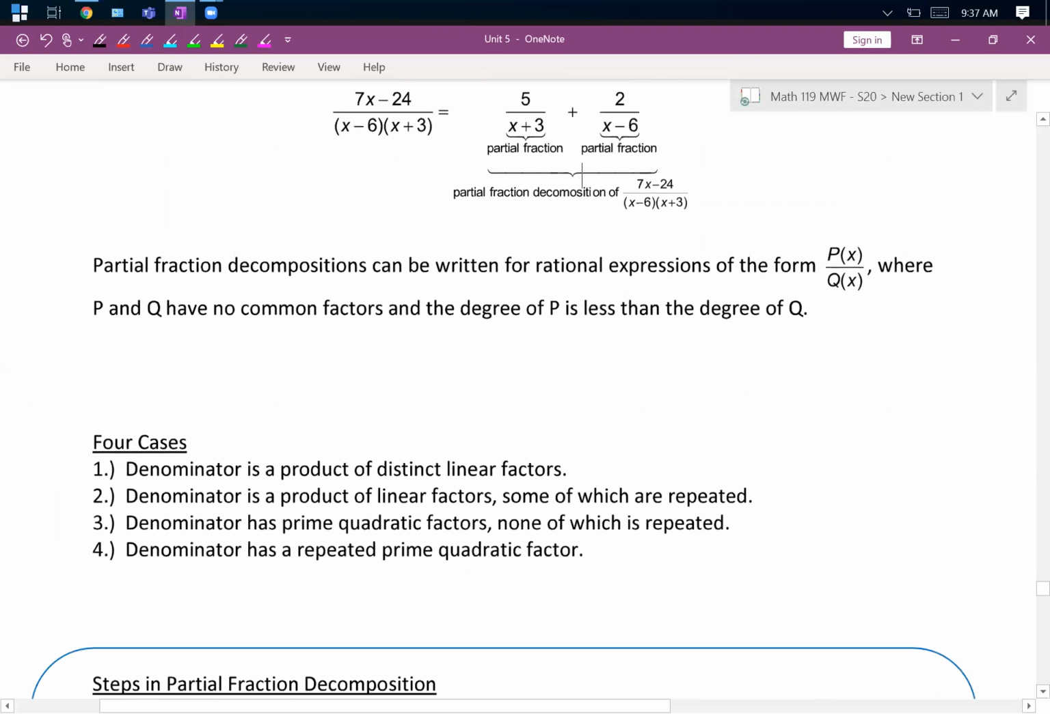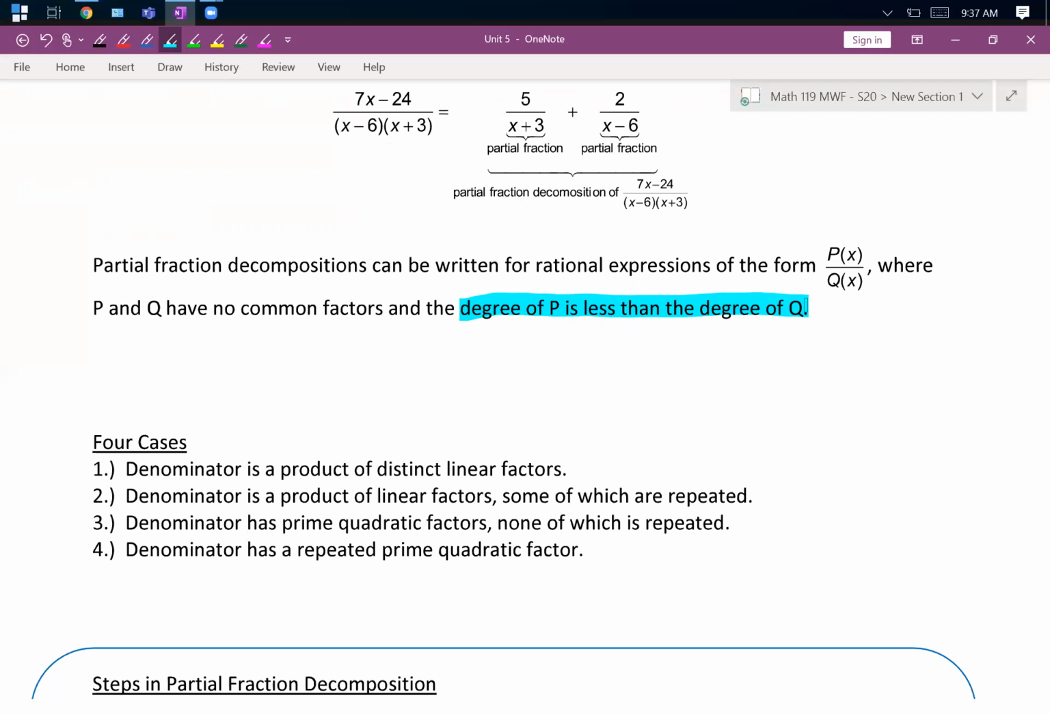All right, partial fraction decompositions can be written for rational expressions of the form P of x over Q of x, where P and Q have no common factors and the degree of P is less than the degree of Q. That's important. The only time we can do partial fraction decomposition is when the degree of the numerator is less than the degree of the denominator. And you have to make sure that it doesn't simplify.